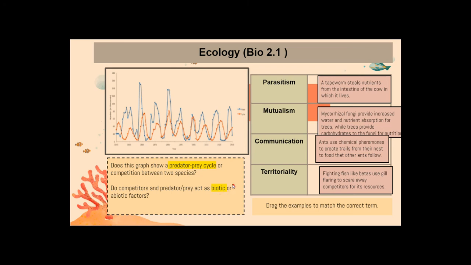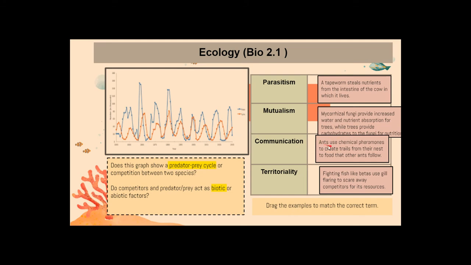Competitors are biotic, they're living factors that limit the size of populations. These are different relationships. Some of this we didn't talk about, but you could have used common sense for this. So parasitism, you have a host, the host is harmed, so a tapeworm steals nutrients from the intestine of a cow in which it lives. Mutualism is when everyone's happy, they both benefit. So these fungi provide water and nutrients for trees, and trees provide carbs for the fungi to eat.